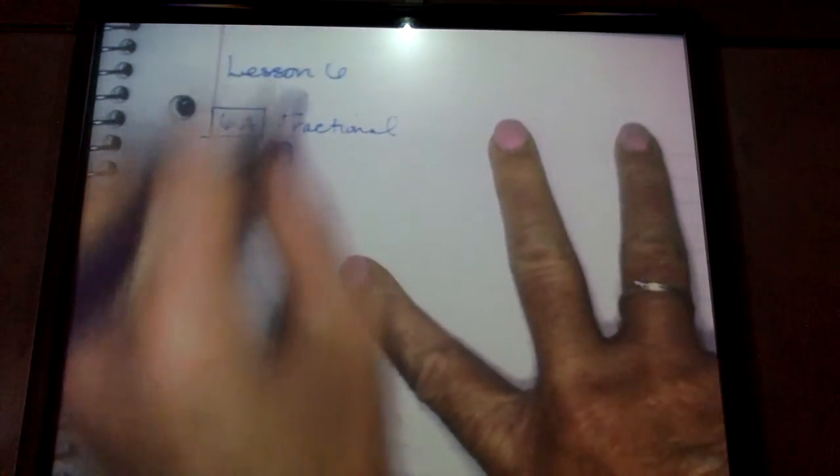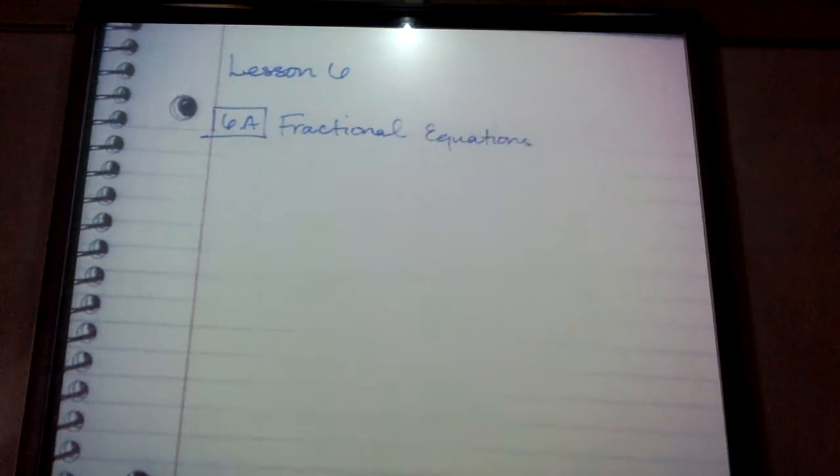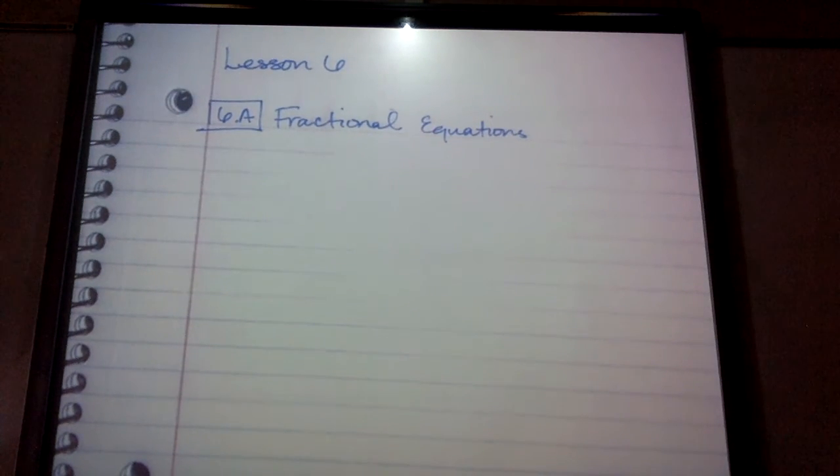It's a review of fractional, or it should be rational. I don't know why I put fractional. I'll just leave it, sorry. Fractional equations. So again, this is all review from Algebra 2, but it's been a while.